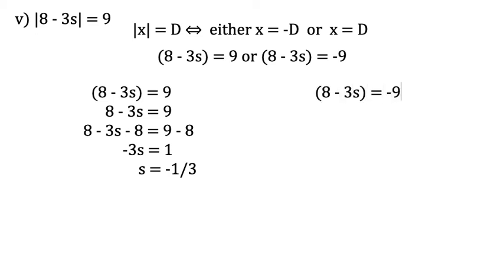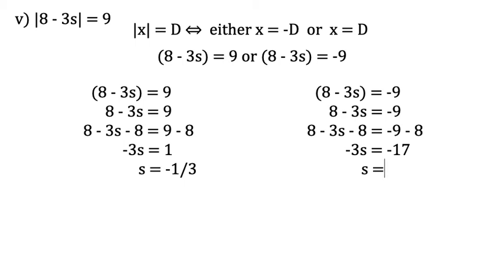On the negative side, we have 8 minus 3s equals -9. Moving the 8 to the other side again, we would get 8 minus 3s minus 8 equals -9 minus 8. This would leave us with minus 3s equals -17. Divide both sides by -3, and we get s equals 17/3.